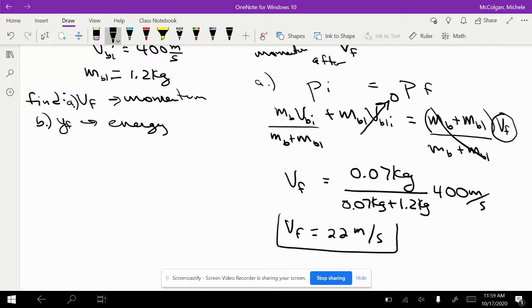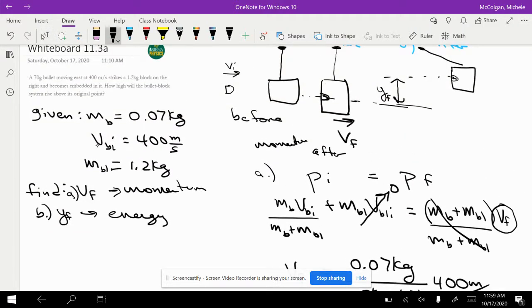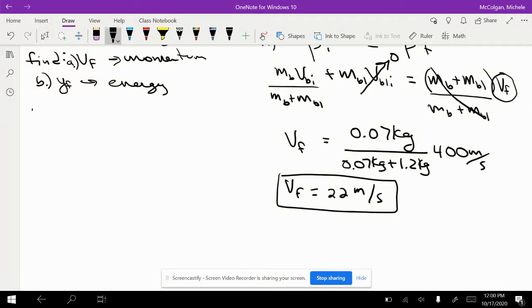I get the momentum, right? And so now I want to use the energy part of this. Notice that right here, at this spot, my y is equal to 0 height. So right after the collision, my bullet block combination is at y equals 0, and then after it starts moving, it rises up here to be at y final. So that's what I'm going to be looking for. So let's do part B.